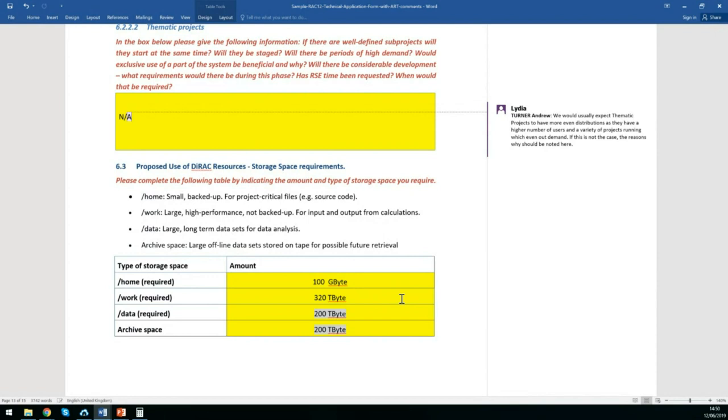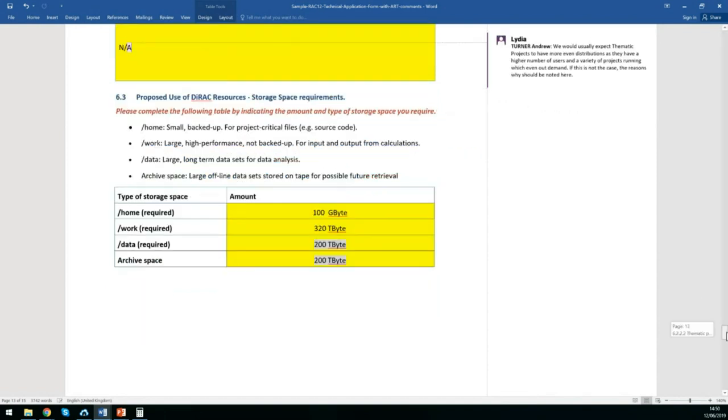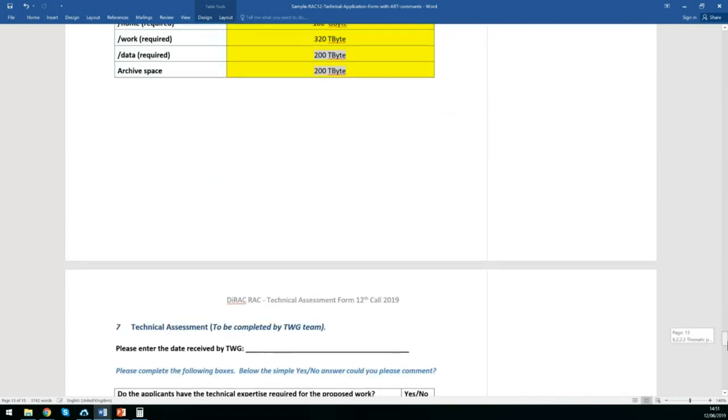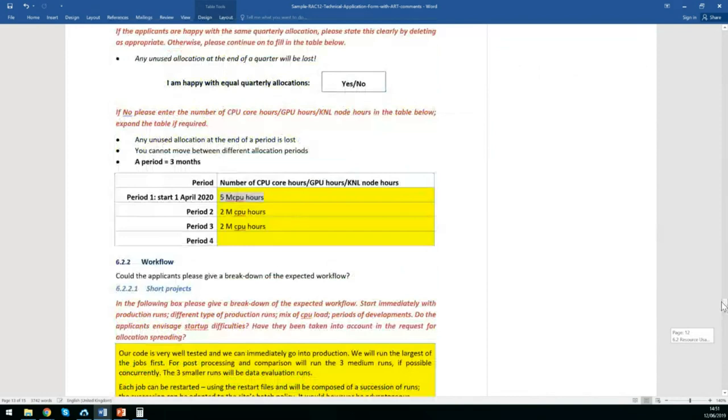But the actual data that you produce, which has to be saved, that is 200 terabytes, and you might want to consider and might want to ask for archive space if that is available within the DiRAC. But if you put it in here, then that gives us the opportunity to plan, or we can simply say, sorry, we don't have that, but you can look for it somewhere else. And that is essentially the form.